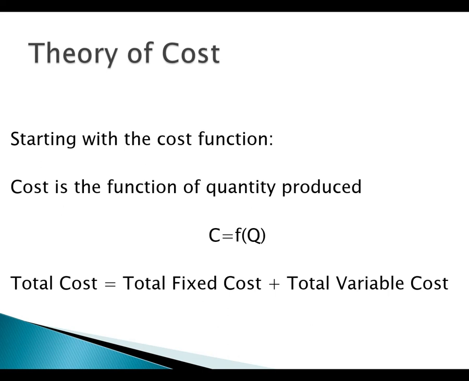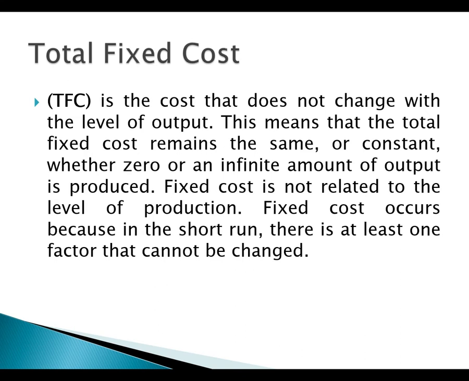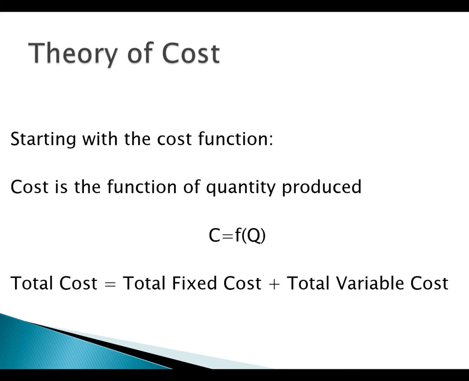So I have told you that cost is the summation of the total fixed cost and total variable cost. What are the total fixed cost and total variable cost? Let's see. Total fixed cost is the cost that does not change with the level of output. As I told you in the previous slide, the cost is a function of quantity. So it is common thinking that if the quantity changes, that will affect the cost. This function explains this kind of relationship. With the change in the quantity, obviously the cost would be affected, and if quantity increases or decreases, a direct effect on the cost is ensured.